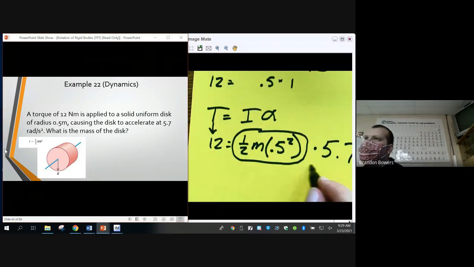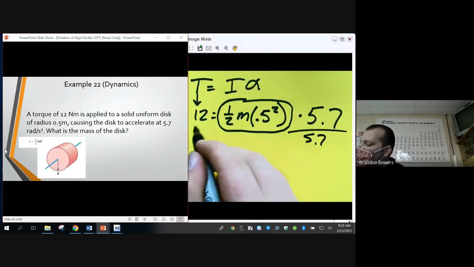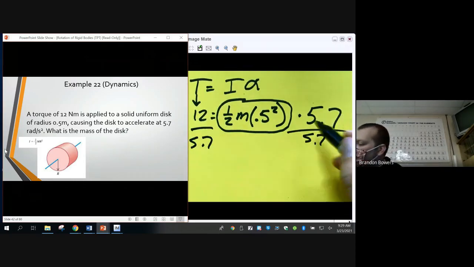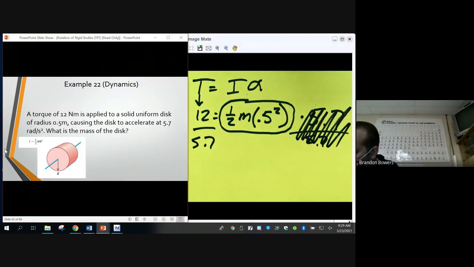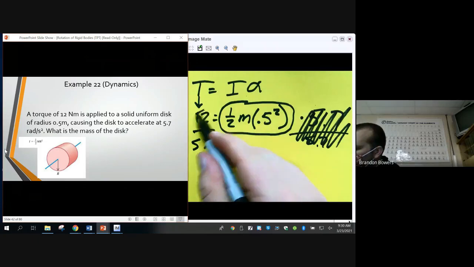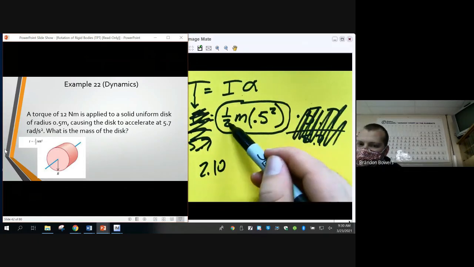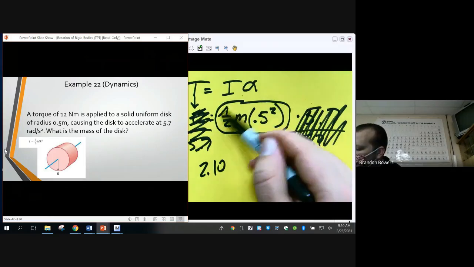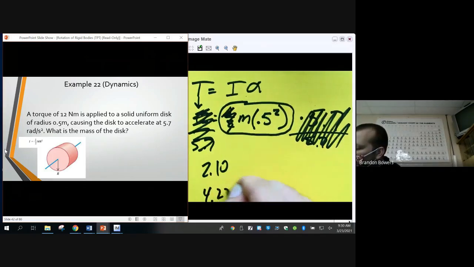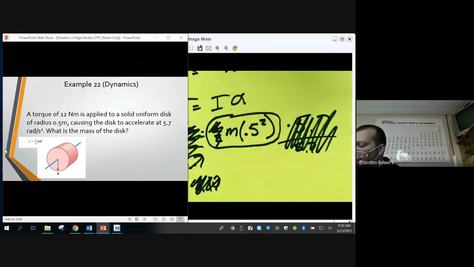So first I divided by 5.7 on both sides, which got rid of that. That leaves 2.10. Then I multiplied by 2 on both sides to get rid of this, so that leaves me 420. Then you divide by 1/4.